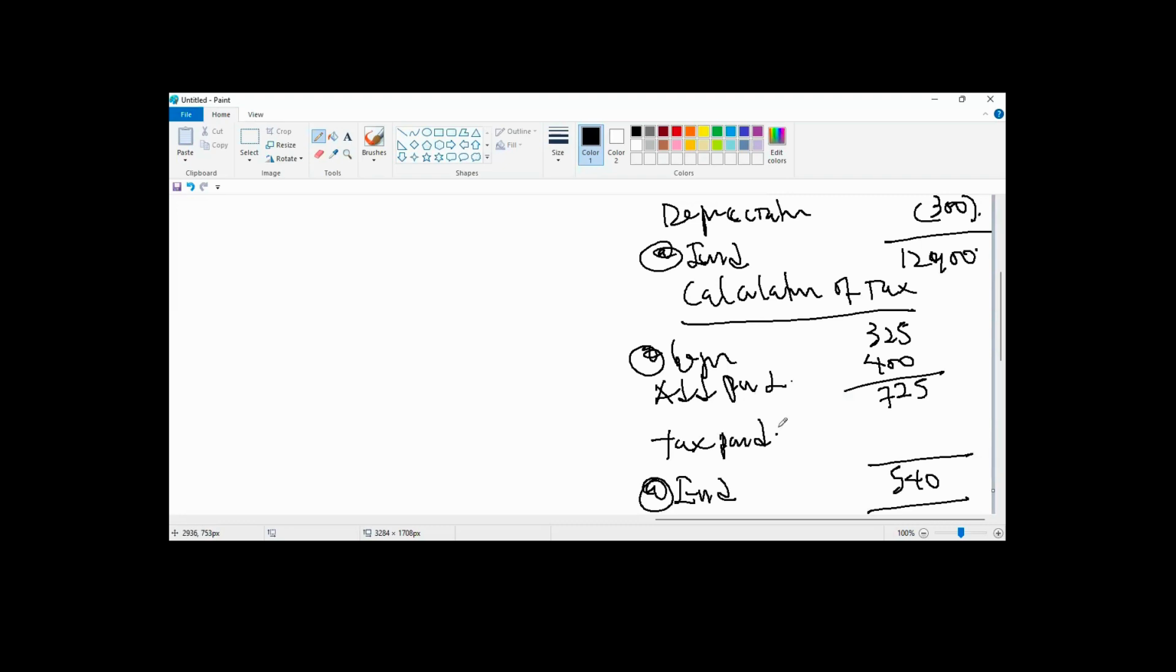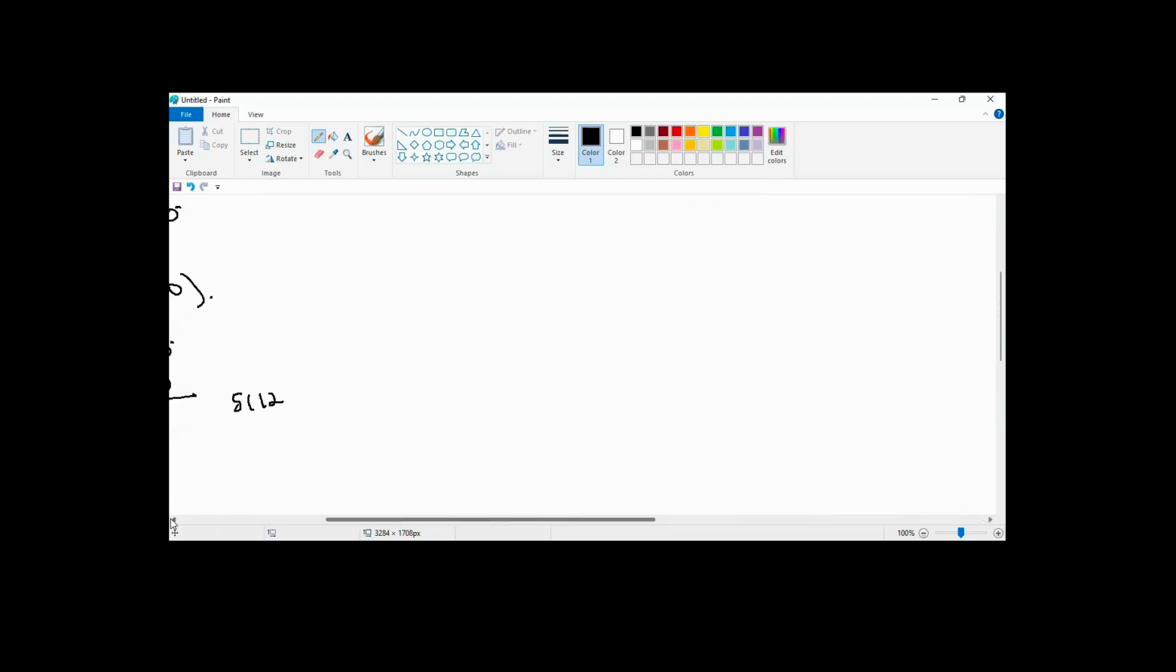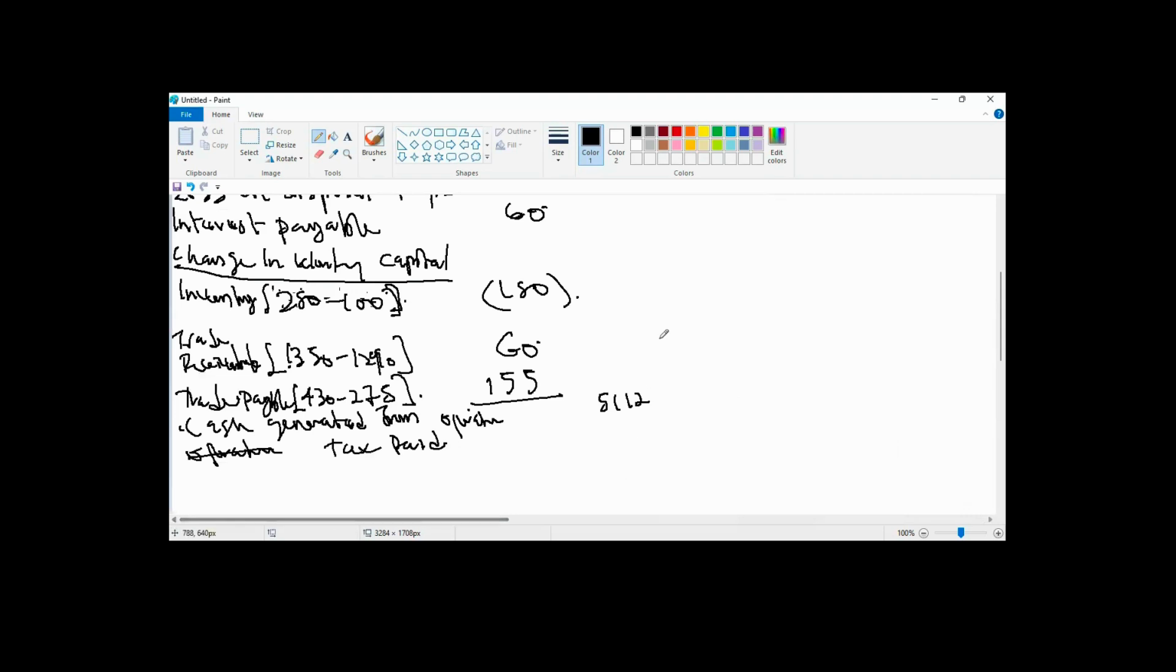How much is the tax paid? 185. 540 minus 185. Just go there. 185.